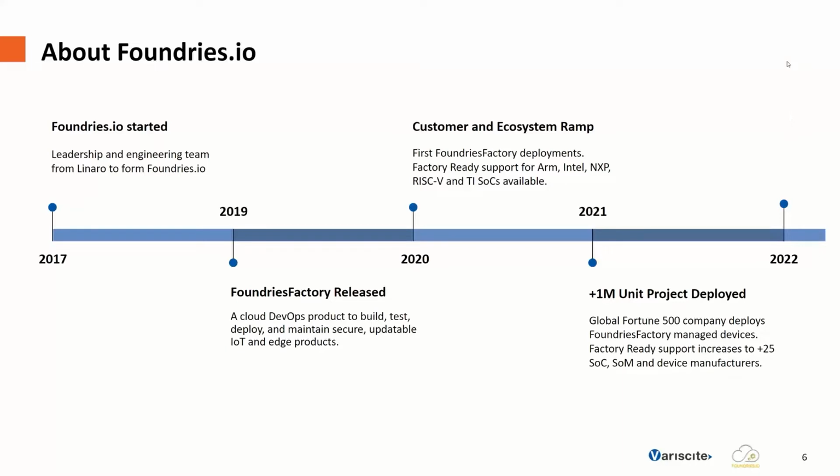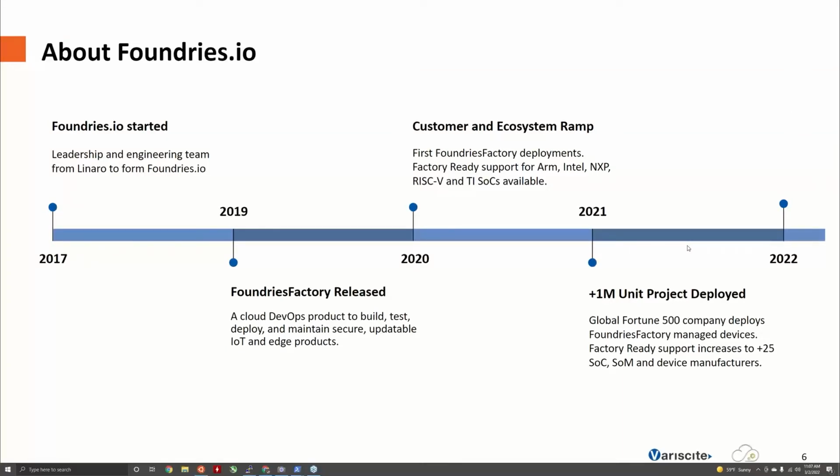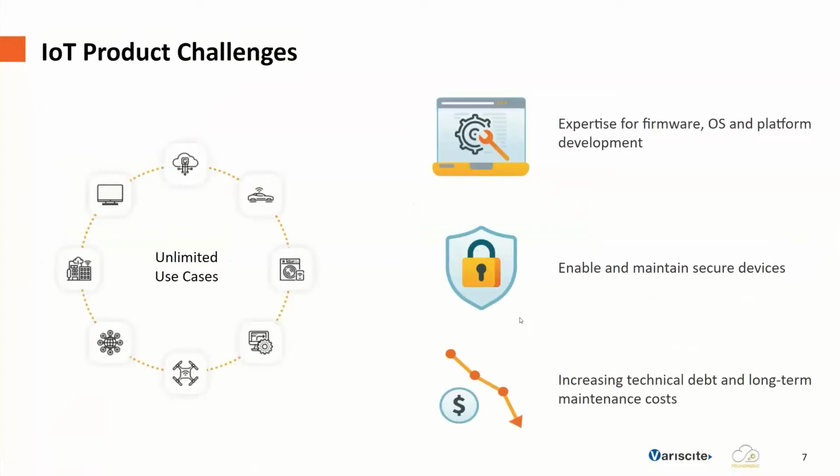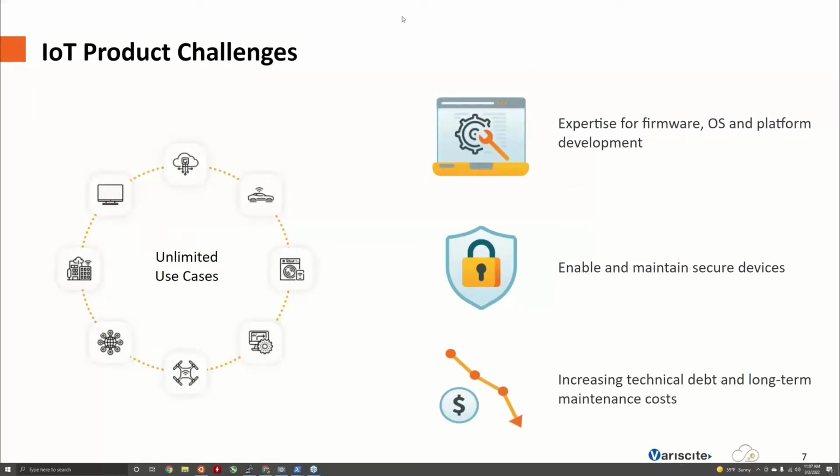And now on to 2022, we're looking to push that out further and start to have even more ramp on our product. So that's just a quick background of where we are with Foundries and where we've come from. And now I want to talk about the IoT product challenges. I think everybody in the industry, in some form, faces these.